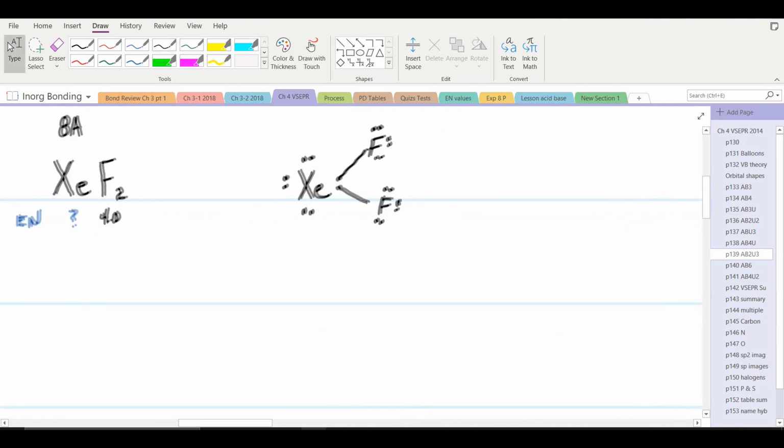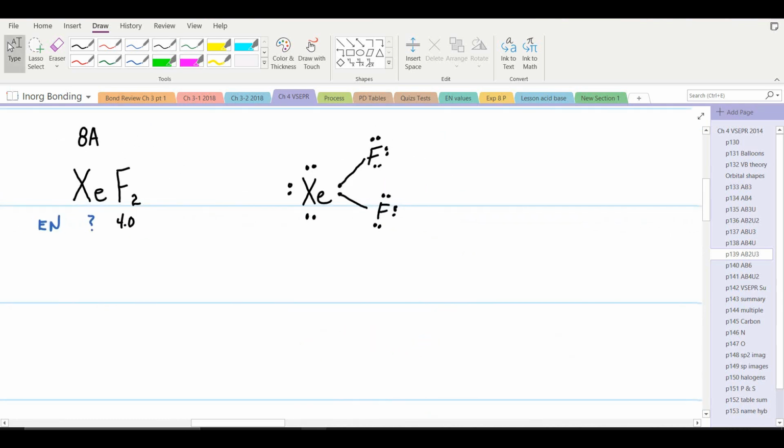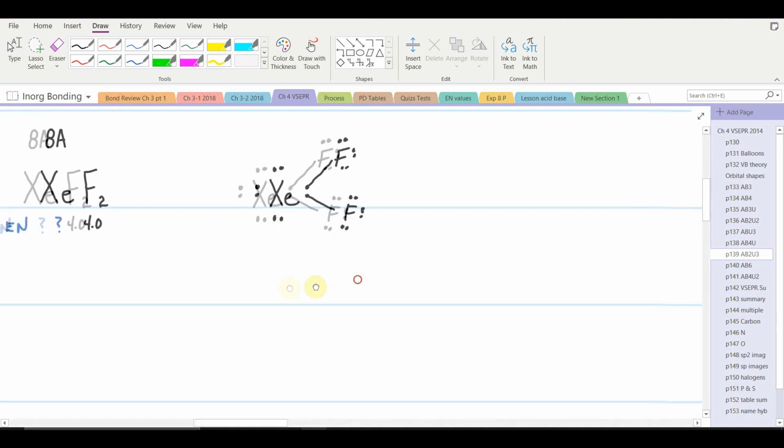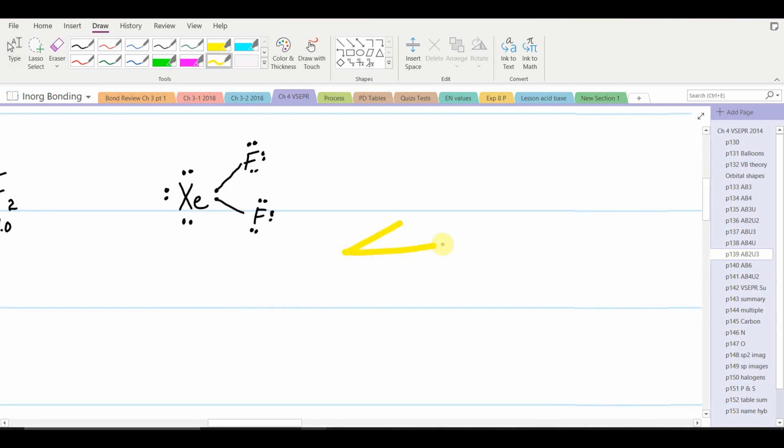What would the shape be? Well, how many clouds of electrons are around xenon? There's 5, right? 5 electron pairs. How can we draw that? 5 electron clouds means it's going to be triangular bipyramidal. And the axial positions will be occupied by the smaller groups, the equatorial positions by the non-bonded pairs of electrons. So what's the molecular geometry then? It would be linear, wouldn't it? Let's take a look.